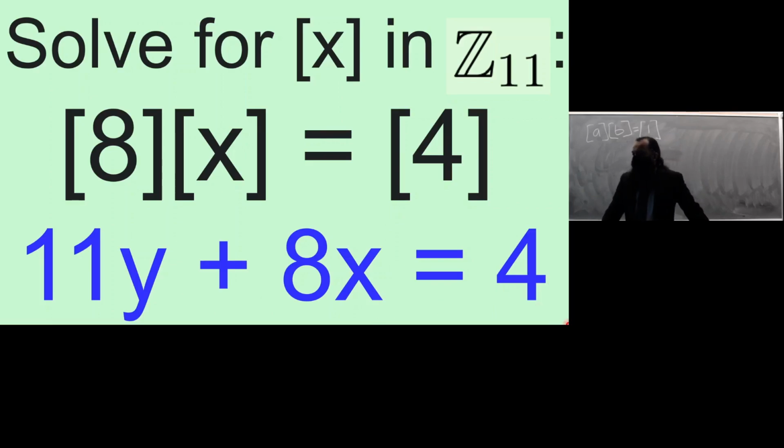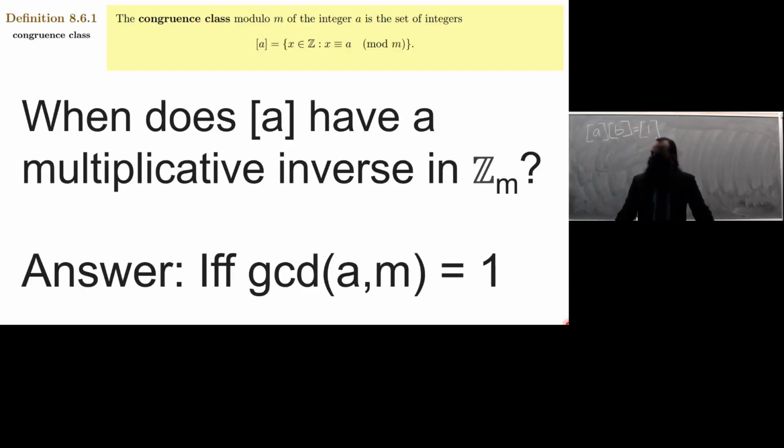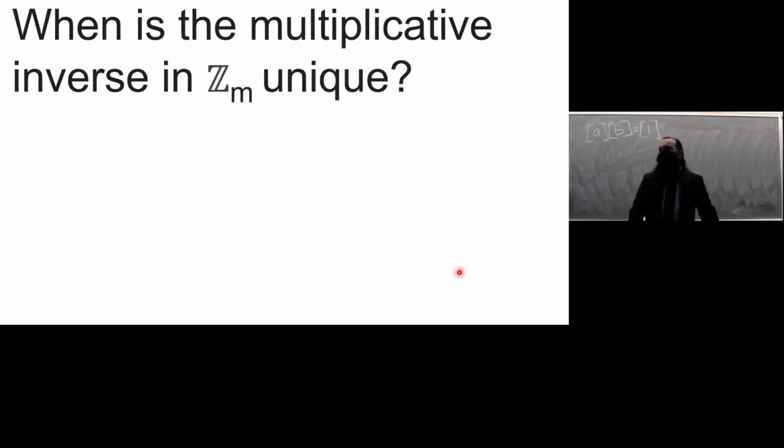And that means that we basically have the GCD of A and M equals 1, right? So that's the condition: when the GCD of A and the modulus equals 1, then we have a multiplicative inverse. Got it? When is the multiplicative inverse in Zm unique?